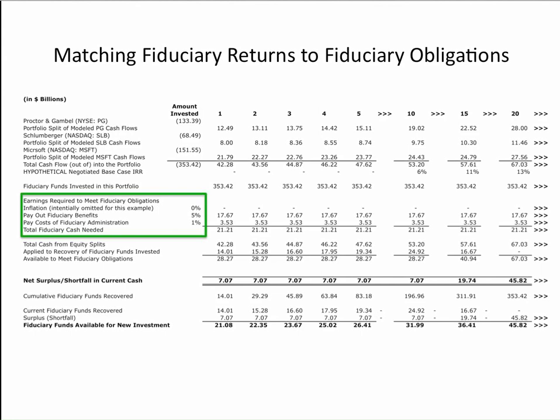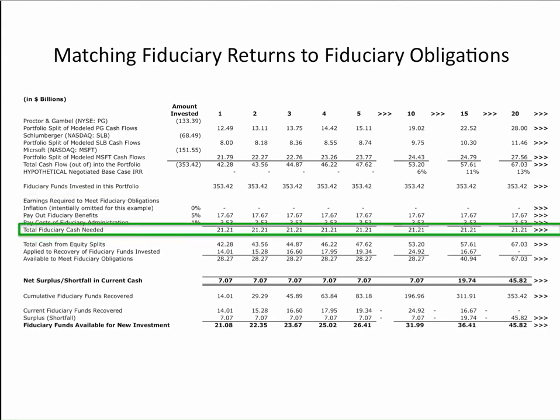So here we have identified three line items that make up our budgeted fiduciary obligations. As we just discussed, the first one, which is for inflation, we have intentionally omitted. This leaves us a payout of fiduciary benefits, which we have budgeted at 5% of the corpus, and an allowance for the cost of fiduciary administration, which we have budgeted at 1%. This gives us the sum of $21.21 billion that this portfolio must generate each year just to sustain its ability to pay benefits. In reality, of course, this number would be increasing year over year for cost of living and other such factors, but we have kept it flat to keep things simple.